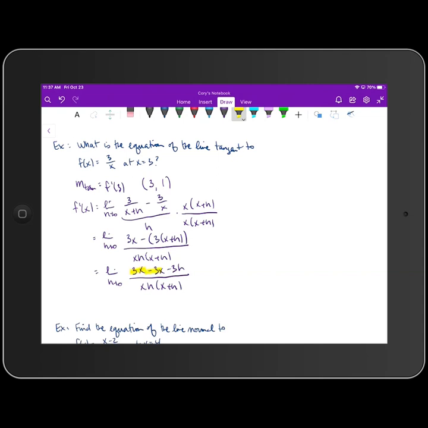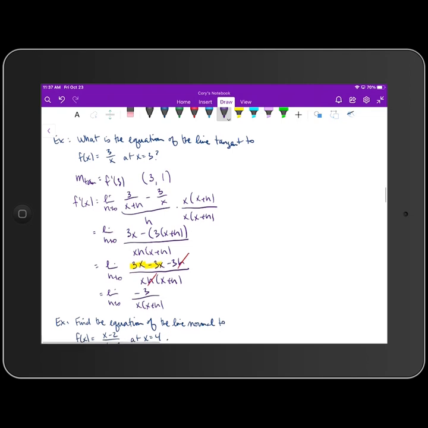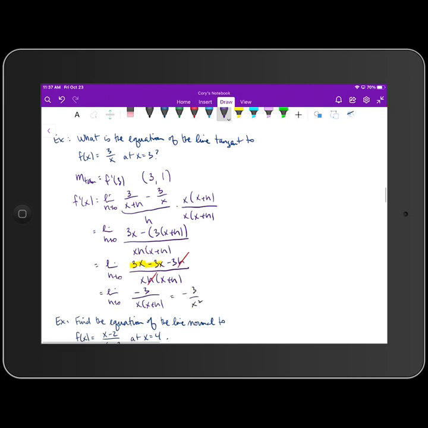So we see that the 3x and negative 3x cancel, and then I can cancel this factor of h on top with the factor of h on bottom. This becomes the limit as h goes to 0 of negative 3 over x times x plus h. When I plug 0 in the place of h, we get negative 3 over x squared. We want to evaluate this derivative at x is equal to 3. So when I plug 3 in the place of x, we get negative 3 over 9, which is negative 1/3. That's the slope of our tangent line.